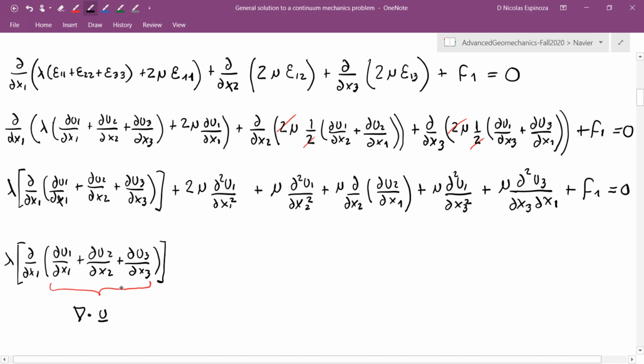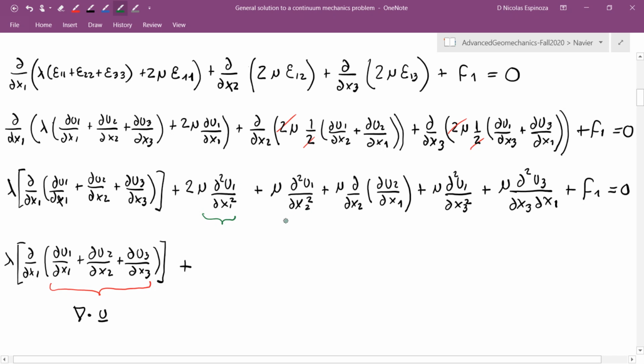All right, let's go to the second term. The second term is, I'm going to bring together here one of these terms.